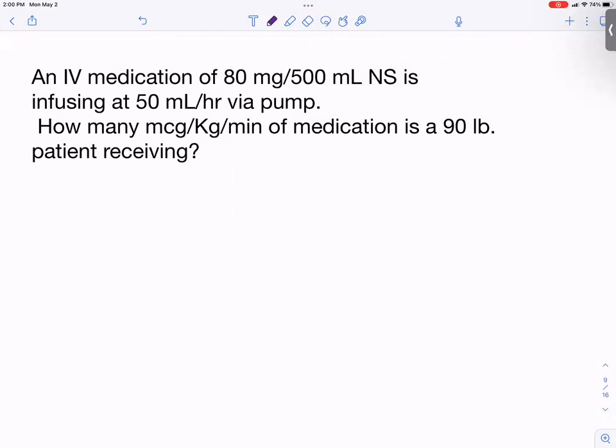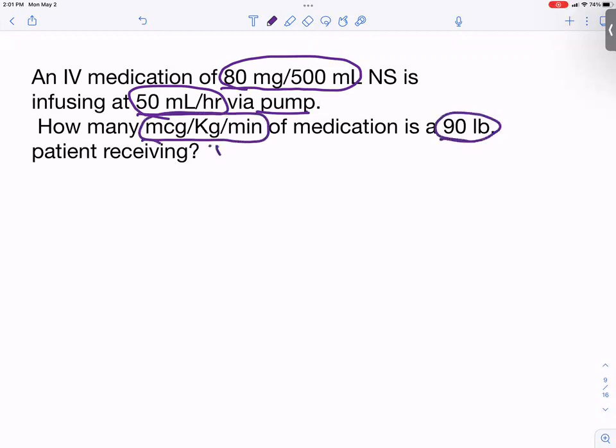So let's read it. There's 80 milligrams in 500 milliliters normal saline. It's going to go at 50 milliliters an hour via a pump. How many micrograms a minute is a 90-pound patient receiving? So if this said drop factor 10, you have to know what? You don't use it. Why? Because the problem said pump. No matter what the problem is, if it has a drop factor and the word pump in it, you cross off the drop factor. You do not use it.